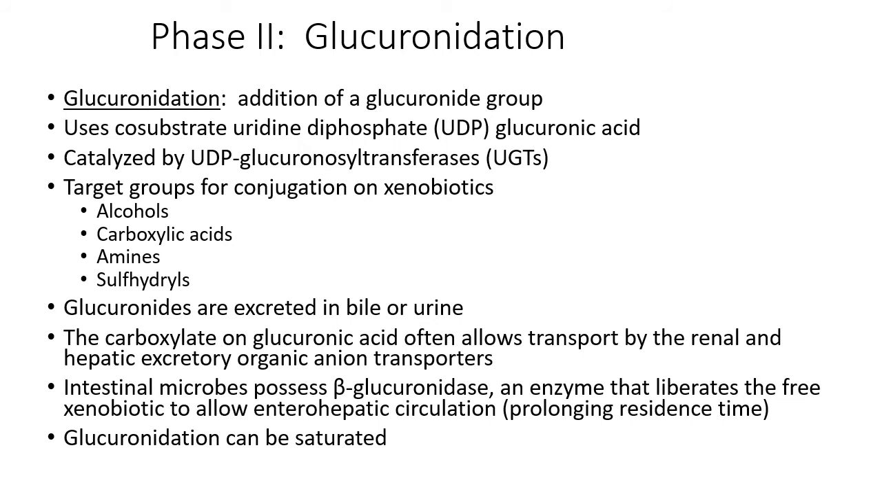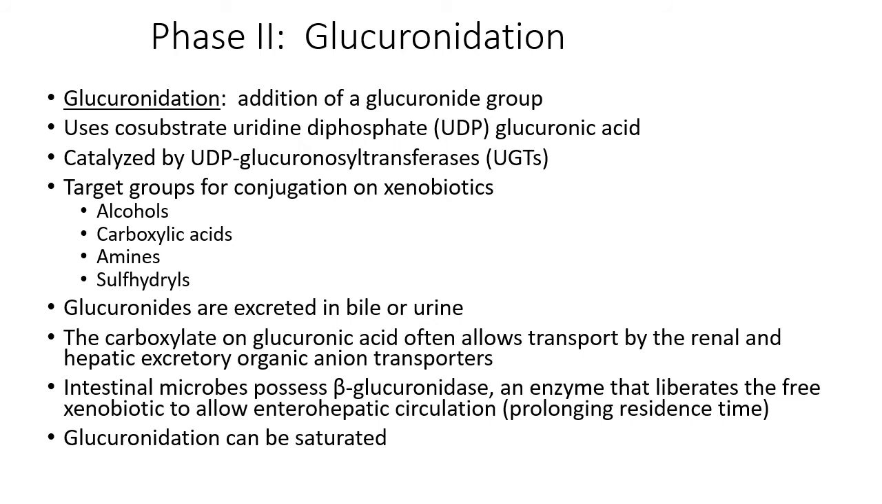They use a co-substrate called uridine diphosphate glucuronic acid. And the major targets are alcohols, carboxylic acids, amines, and sulfhydryls. Okay. There's a lot of detail here, but one of the things I really want you to understand is that glucuronides are excreted in bile or urine.